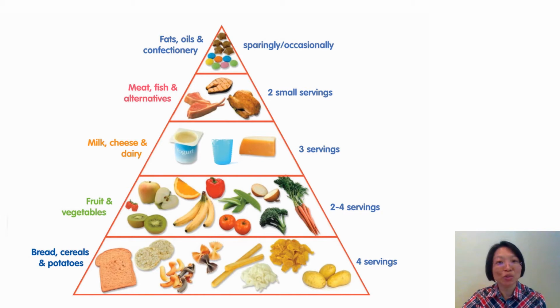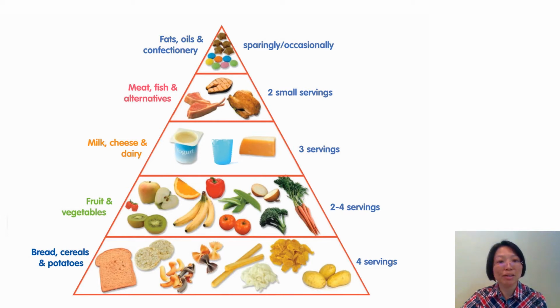The first level of the food pyramid begins with bread, cereals, and potatoes. These are the source of carbohydrates that give our body energy. So for this group of food here, we can take 4 servings every day. And the second level is fruits and vegetables. So this is our second level. Now for fruits and vegetables, we should take around 2 to 4 servings every day.